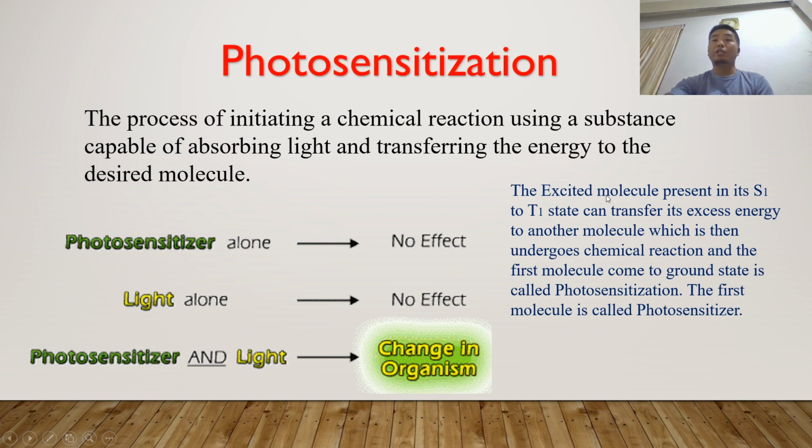Here the excited molecule in the S1 to T1 state can transfer its energy to another molecule, which then undergoes a chemical reaction, and the first molecule comes to the ground state. This is called photosensitization. The first molecule is known as the photosensitizer. It absorbs energy and then passes that energy to some other substance, which produces the chemical reaction, while the photosensitizer itself goes down to the ground state. This is the principle of photosensitization.